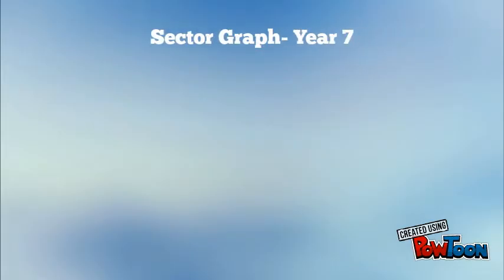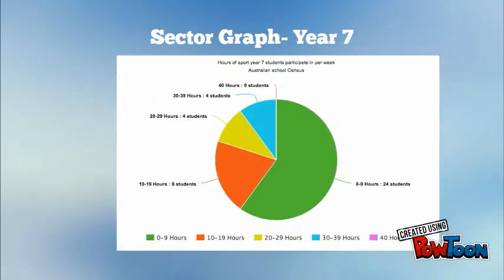This sector graph shows the percentage and exact number of students' hourly participation in sport. The hours have also been grouped as hours vary so much and it's hard to see the comparison when looking at each individual's exact hours. As you can see, 0 to 9 hours per week was the most common with 24 students.